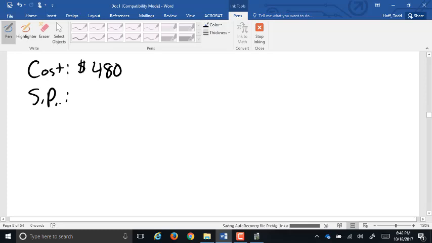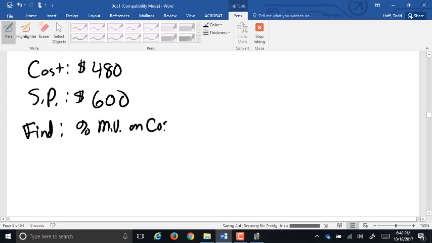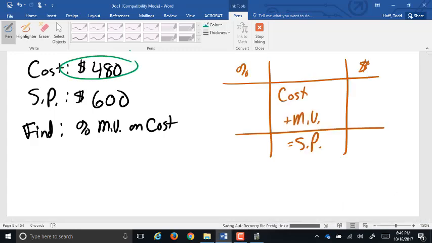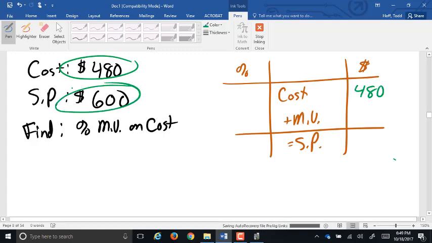So we have a cost of $480, a selling price of $600. Find percent markup on cost. So where's the 480 go? 480 goes on dollar cost, 600, dollar selling price. What else we got? 100% on the cost percent.